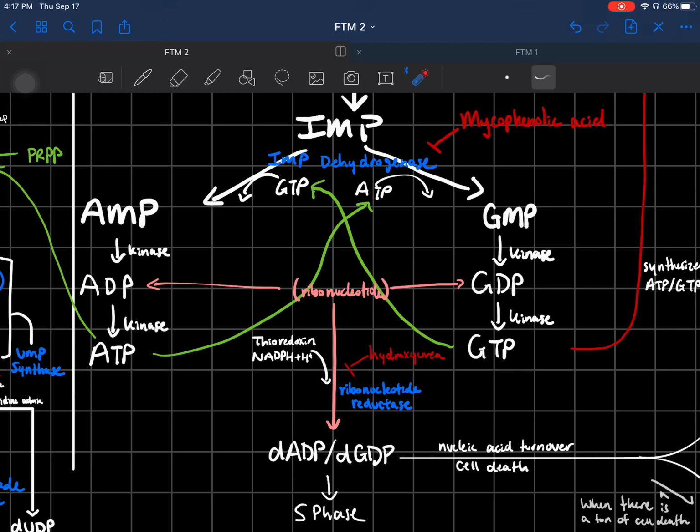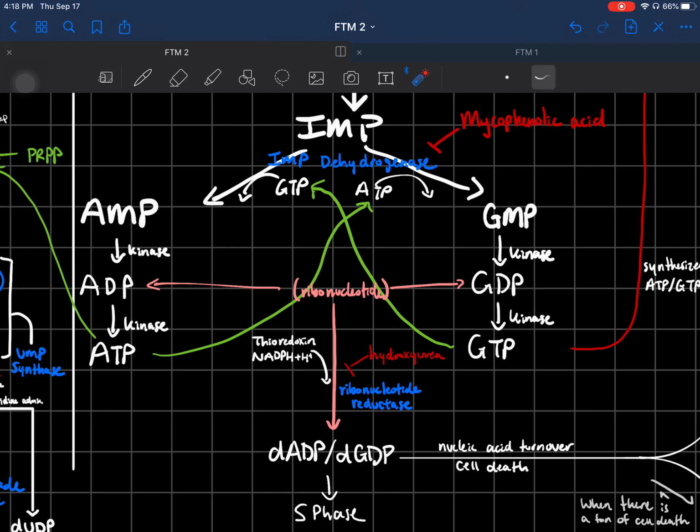IMP is your inosine monophosphate. It's going to utilize an enzyme called IMP dehydrogenase, and that's going to use either GTP or ATP, and that's going to lead to the formation of either adenosine monophosphate or guanosine monophosphate. And you just have to remember that guanosine is always going to use ATP and adenosine is always going to use GTP. So it's just going to be the converses of each other. And then you're going to phosphorylate it. You can phosphorylate it all the way down to ATP to be used later on, or in the ADP form or GDP form, in the diphosphate form, that is considered to be a ribonucleotide.